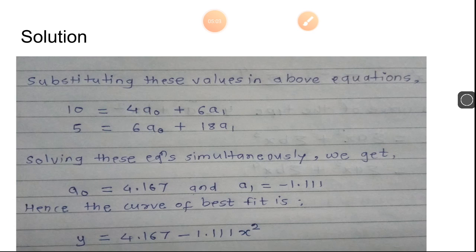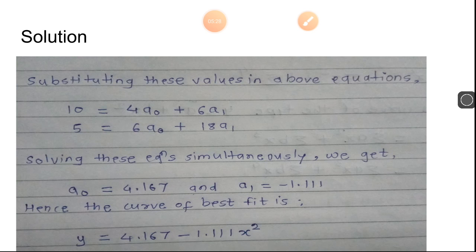After substituting, we get 10 is equal to 4a0 plus 6a1 and 5 is equal to 6a0 plus 18a1. Now we have to solve these equations simultaneously. By solving it, we get the values of constants a0 and a1. a0 is equal to 4.167 and a1 equal to minus 1.111.